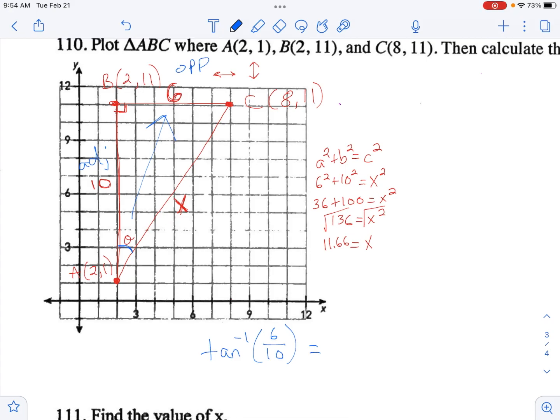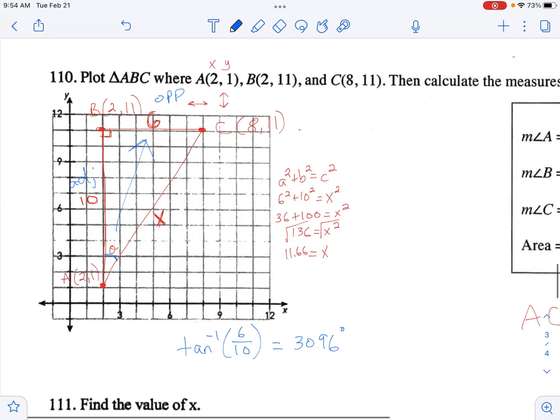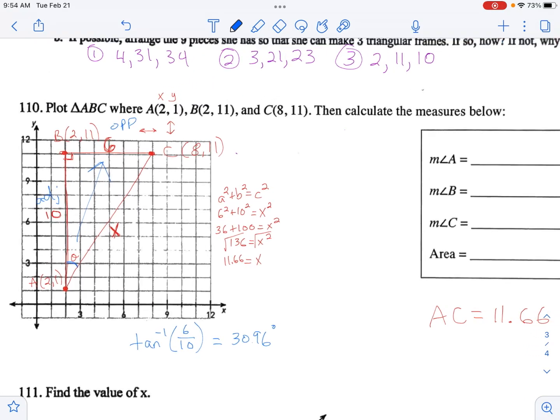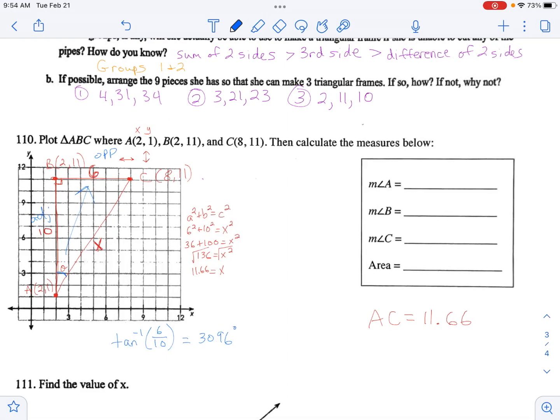So you would have to hit second the tangent button, 6 divided by 10, and then that would give us 30.96. So that would be the angle measure. So that would be the measure of angle A. So I'm going to go ahead and plug that in, 30.96 degrees. All right, so now we also need to find the measure of angle B. Well, that one's easy. That's our 90-degree angle because your x-axis and your y-axis are perpendicular to each other.